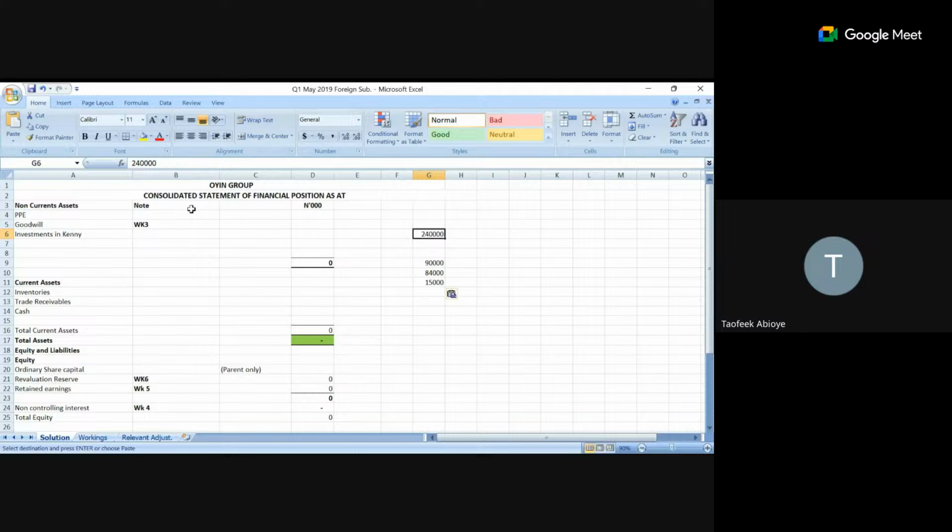Please let's continue like this. What's the PPE of the parent company? PPE of the parent company is 945,000, plus, now we are consolidating, plus how much? Plus 240,000, which is the subsidiary, right? Now, goodwill, our working note 3, right? Now, investments. Our investment for the parent company is how much? 180,000.